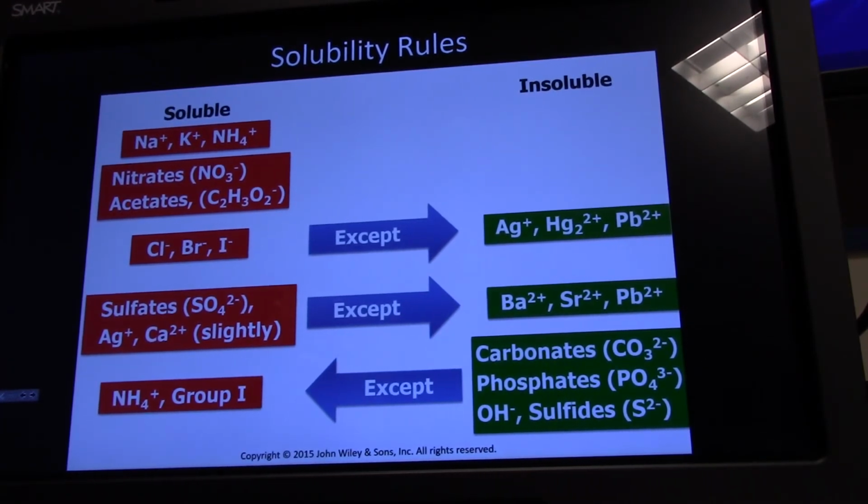Sulfates are soluble, except silver and calcium sulfate are slightly soluble, and barium, strontium, and lead 2+ sulfate are not soluble. Slightly soluble means a little bit dissolves, but so little you cannot tell with the naked eye, so less than 1%. Chemically, that's a big difference though, because if a little bit dissolves, it's biologically active. Whereas if none of it dissolves, it is not biologically active.